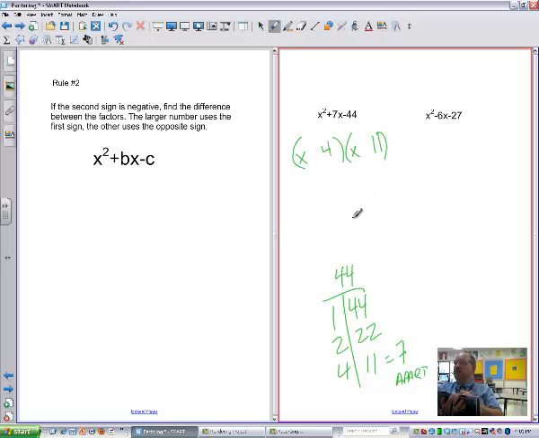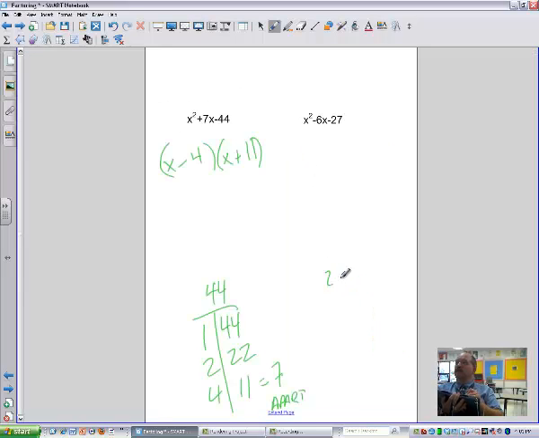x with a 4, x with an 11. Hard part, biggest number, 4 or 11? That's right, it's 11. And so it gets the first sign, and the other one gets the opposite sign. When we check with FOIL, negative 4 times positive 11 gives me the negative 44. Negative 4x plus 11x gives me the plus 7x. Okay, let's go large screen and do this one.